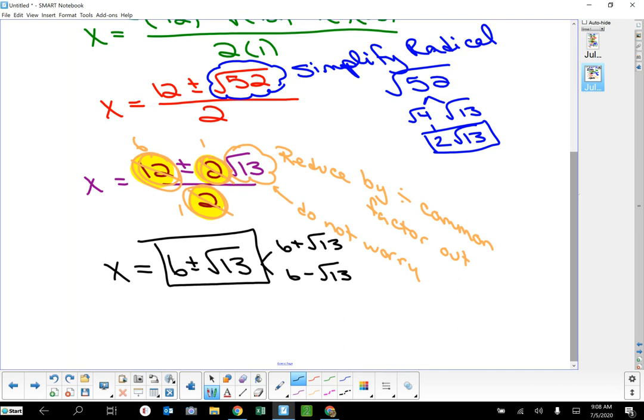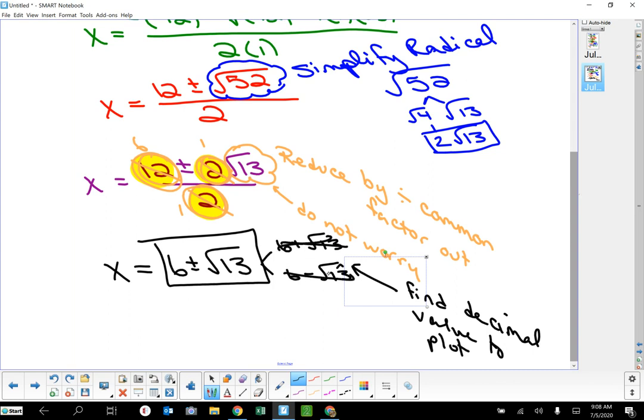The only time we care about breaking them out is if we need to find the decimal value to plot these. Because you can plug that into a calculator and get the equivalent of those. Okay, so if we were graphing, we would need to know about what those were, but we do not need those. So this is your answer. X equals 6 plus or minus rad 13.